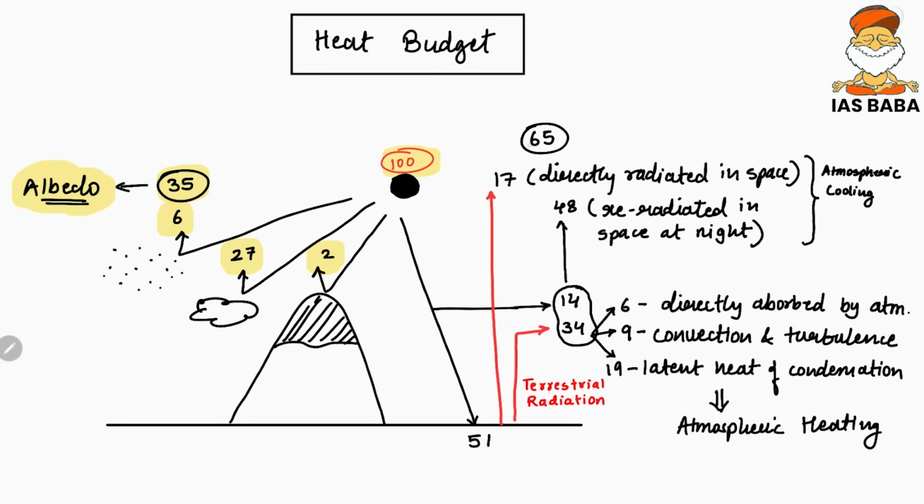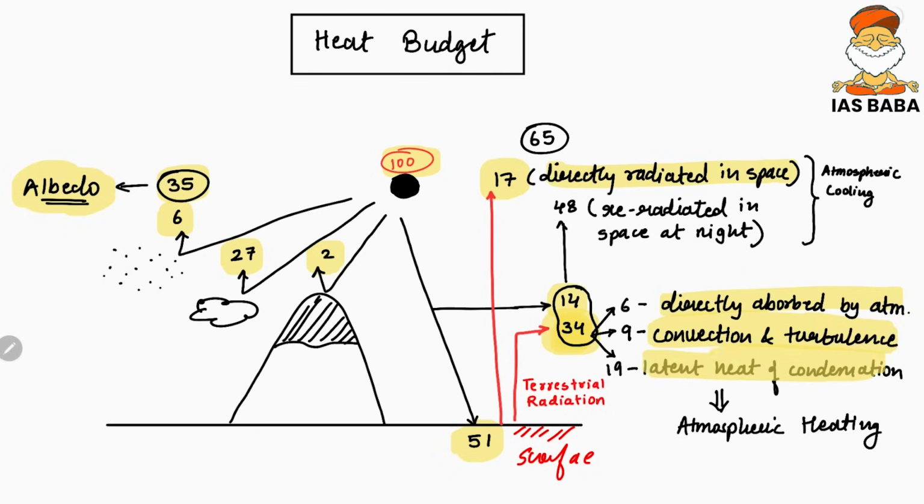So how much is left out of 100? Out of those 65 units, 14 units are directly absorbed by the atmosphere. So the remaining is 51 units. 51 units are actually falling on the surface of the earth. Out of this, some will be reflecting back again. Some units will be directly radiated into space, that is 17 units, but some units, that is 34 units, will be again absorbed by the atmosphere.